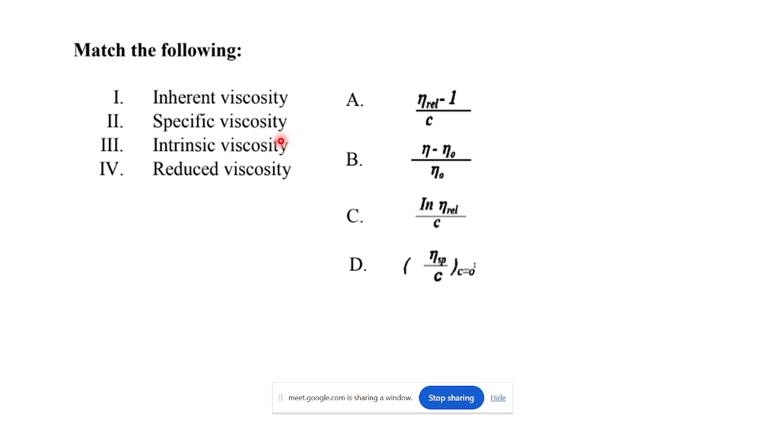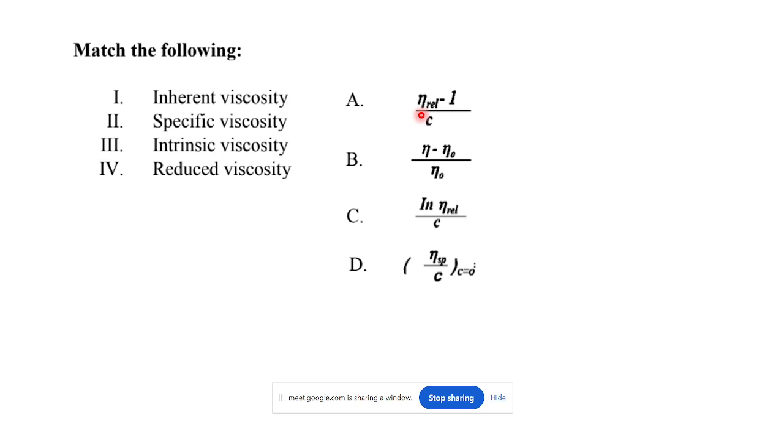What is specific viscosity? Specific viscosity is eta minus eta 0 by eta 0. What is intrinsic viscosity? Intrinsic viscosity is ln eta relative divided by concentration, and reduced viscosity is eta relative minus 1 divided by concentration. Understand? These are just to denote different viscosity. So IUPAC has identified these 4 different viscosity parameters, and this is mathematically expressed by this equation.